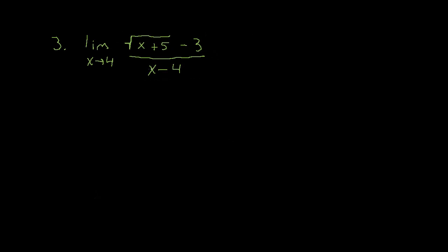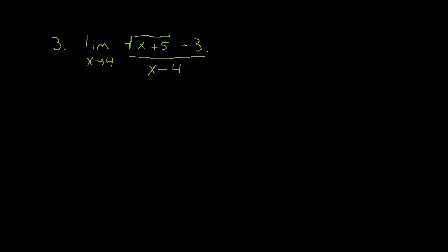Before I get started on this one, I just want to, as usual, check whether I can substitute 4 into my function to evaluate this limit by direct substitution. So if you look, 4 plus 5 is 9. Square root of 9 is 3. 3 minus 3 is 0. And if we plug 4 into the denominator, we get 0. So clearly we cannot just directly substitute 4 into our function here.